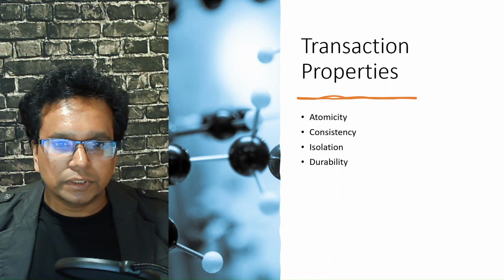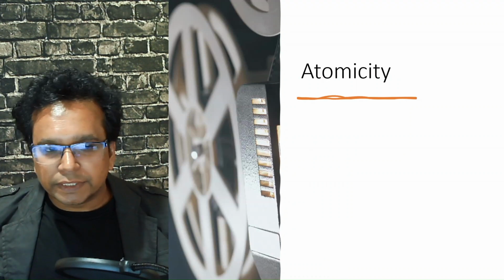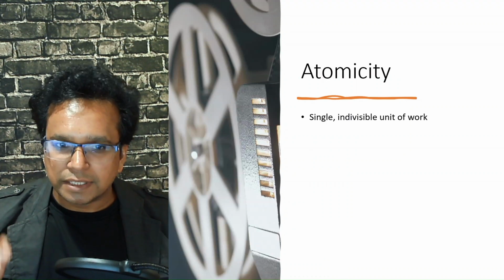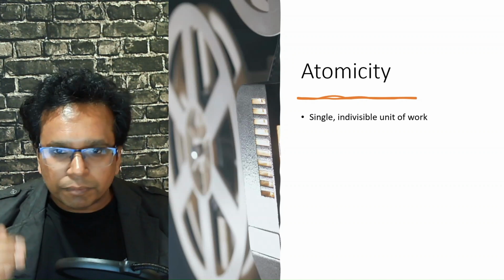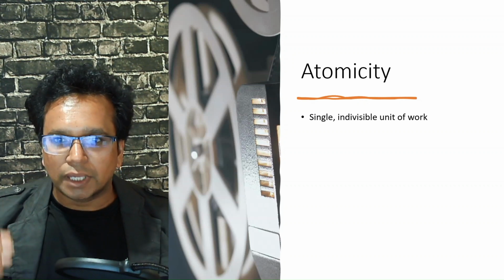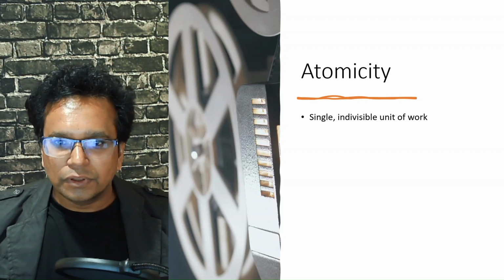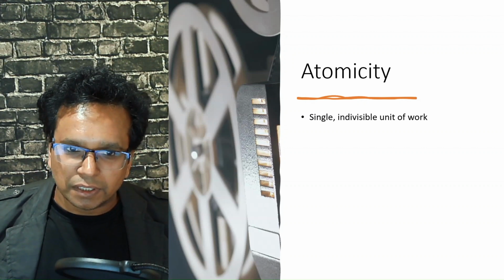Now let's talk about the atomicity property. The atomicity property ensures that a transaction is treated as a single indivisible unit of work. All the operations within the transaction are either completed successfully or rolled back in case of failure, so that the database remains in a consistent state.